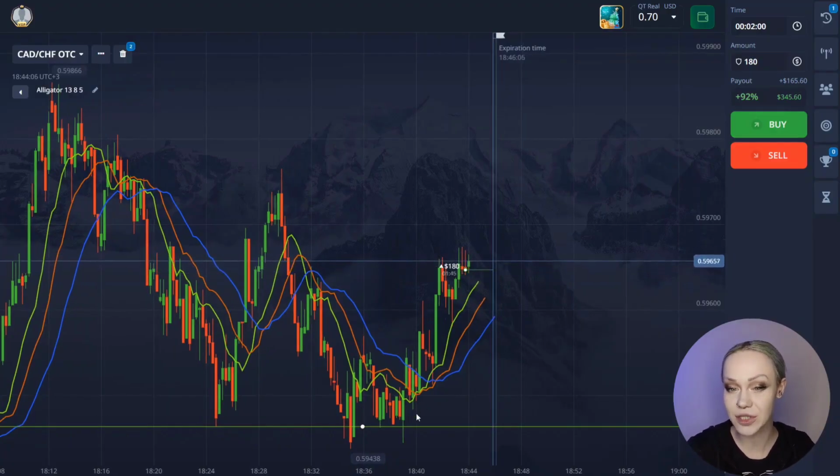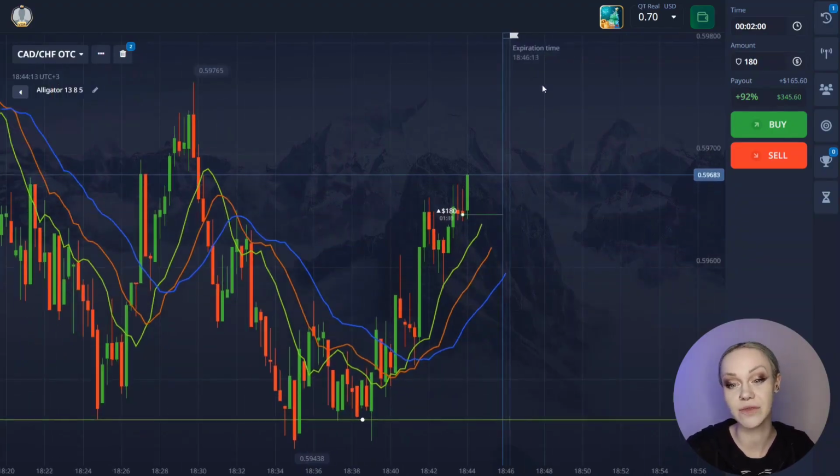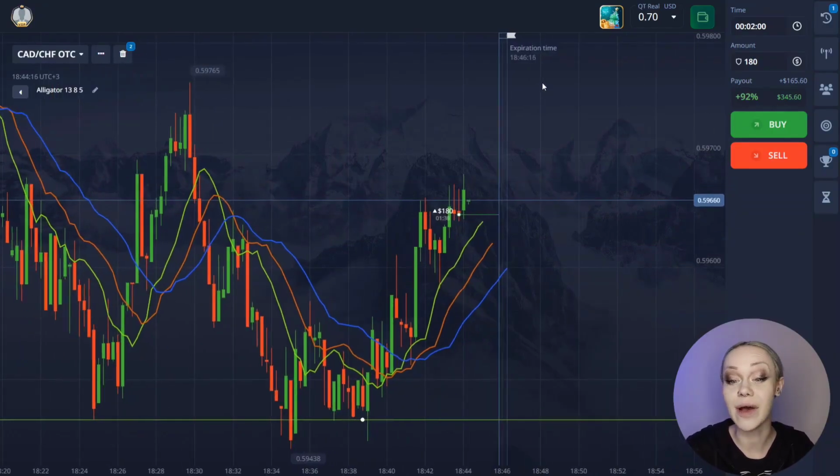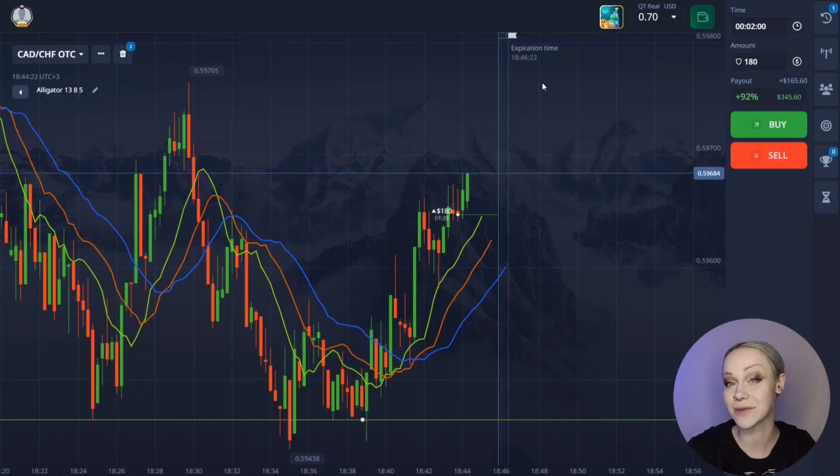The price, having touched this level, began to move up. It shows that the price still has potential for growth. I think the price will move up in the near future, so let's just watch the chart and see what happens in the next few minutes.